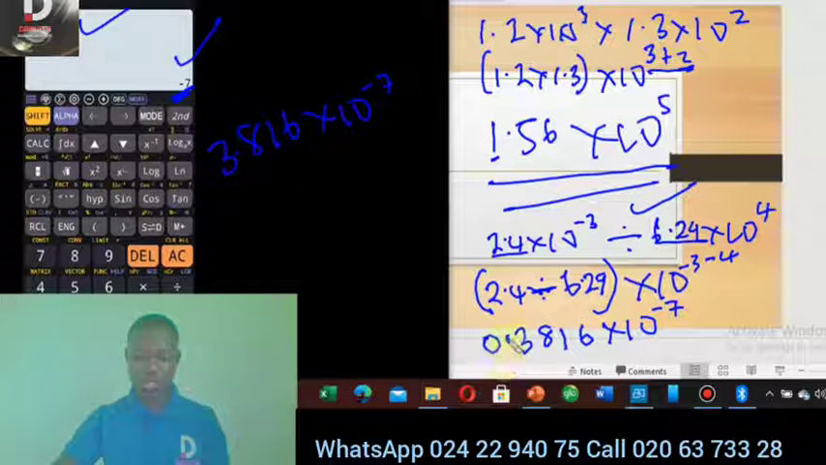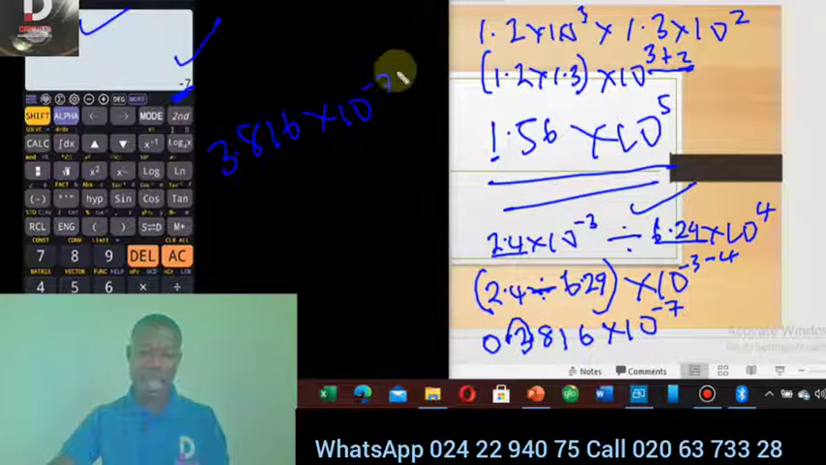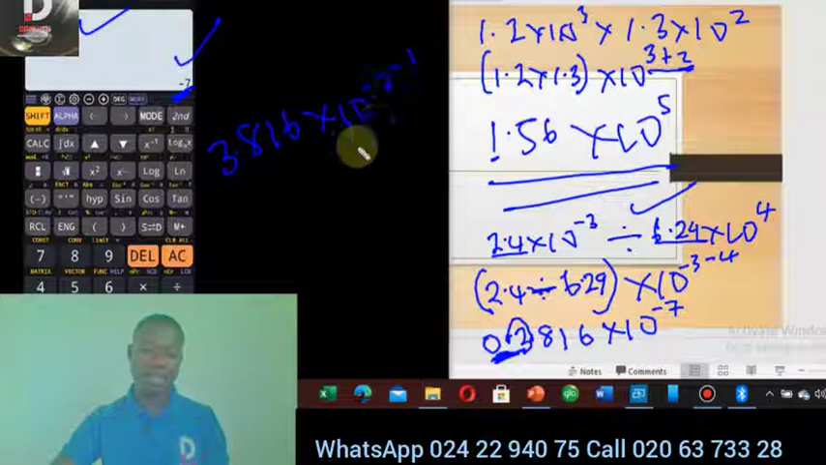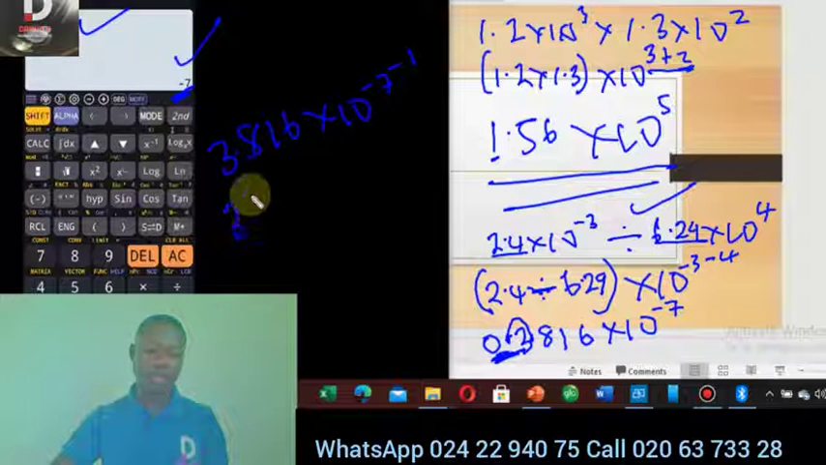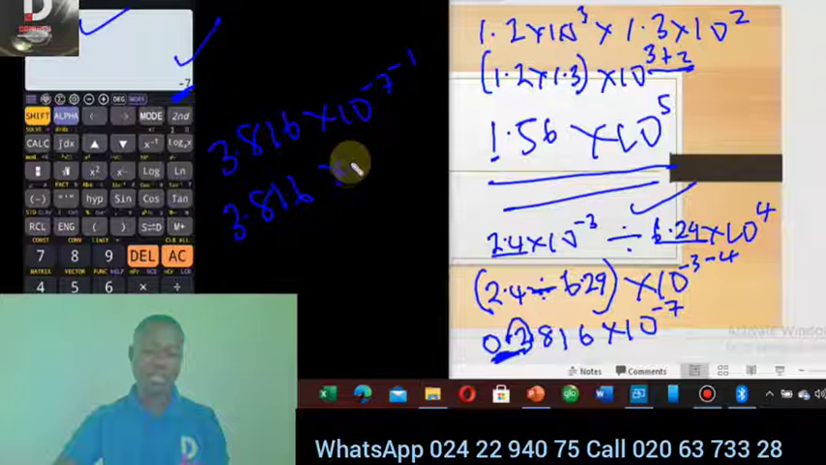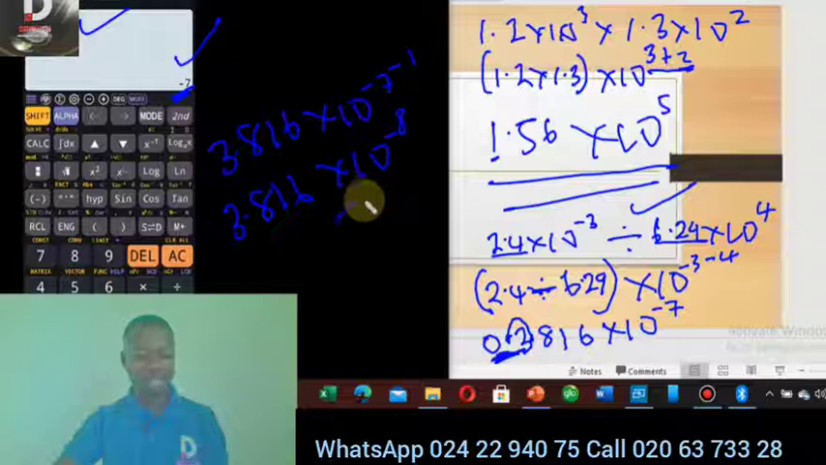But watch. We moved. Every movement you make, make sure you adjust your power. We moved once. So that one move must join that power. It generates a new power. But remember, that power is negative because the number we just converted is what? Less than 1. So minus 1. So at the end we have 3.816 times 10 raised to the power minus 8. This is the final answer.